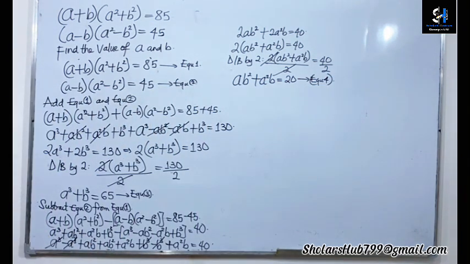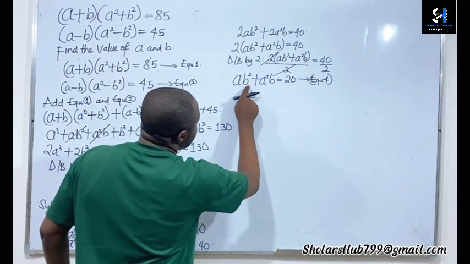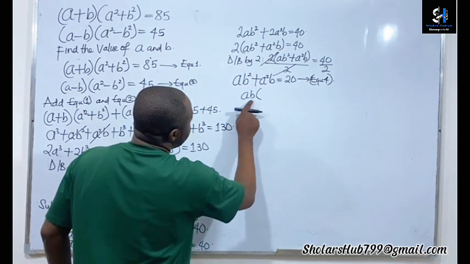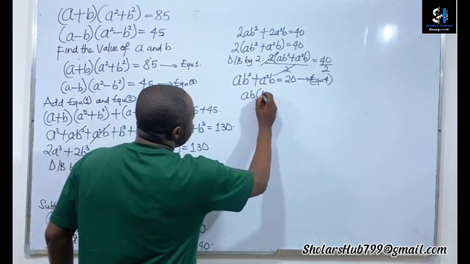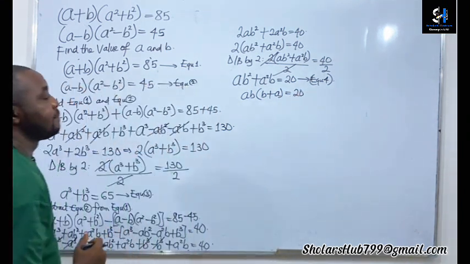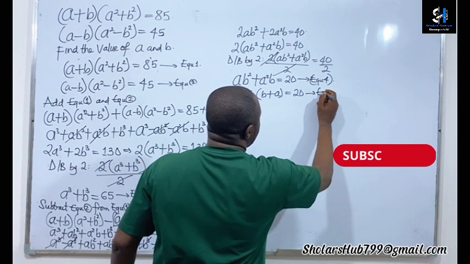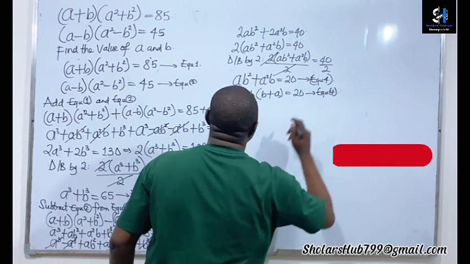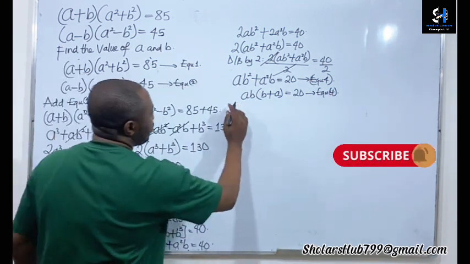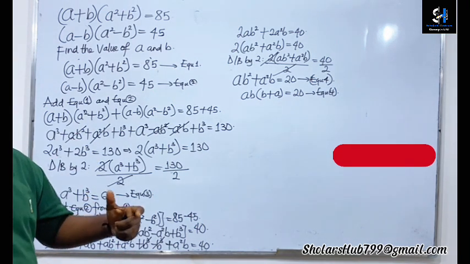That's the fourth equation. Okay, we can write this fourth equation differently, because we can see here that ab is a common factor. So let's factor out ab. So this will be ab(b + a) = 20. So this is our equation 4. Now, let's recall one of the algebraic identities, the one we know to be the cube of a sum.